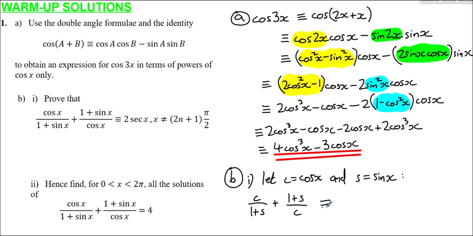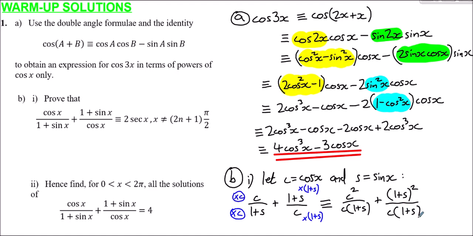So what we can do here is get a common denominator. If I multiply top and bottom of the first fraction by c, and the other fraction top and bottom by 1 plus sine, I'll get this as our next step. The first fraction becomes c multiplied by c, which is c squared. Then the bottom becomes cosine multiplied by 1 plus sine. The other one becomes 1 plus sine all squared, all over again the same common denominator, cos brackets 1 plus sine.